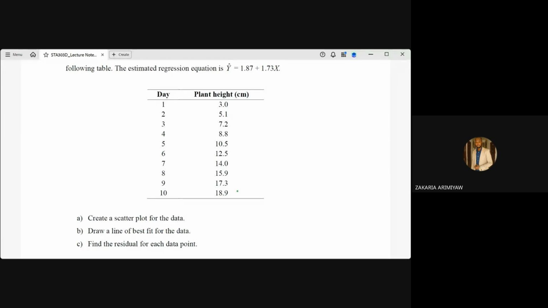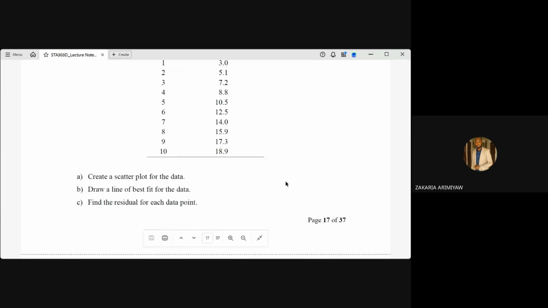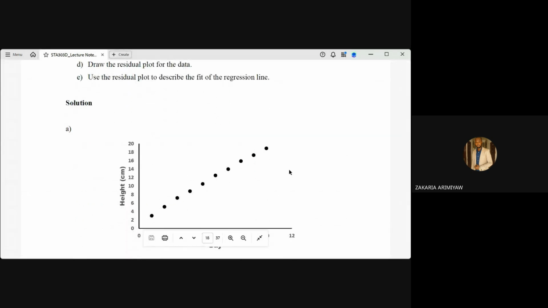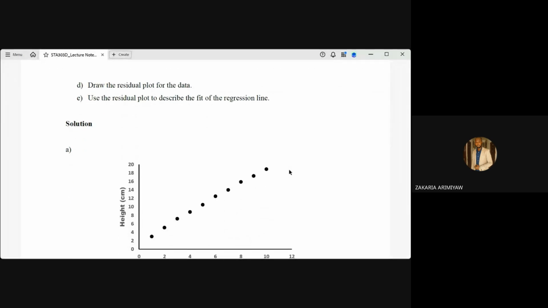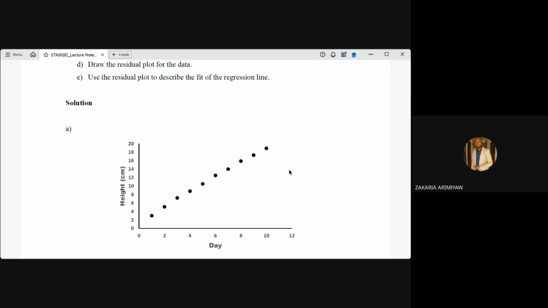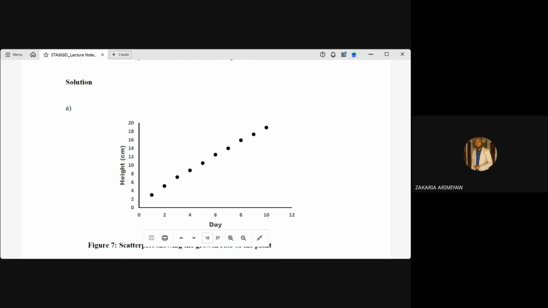Okay. So this is the problem we have. Let's go through the solution. So as far as the problem is concerned, we are told to construct a scatter diagram for the data, and that is what we are currently showing. The data is made up of two variables. We have height and day. Height is the dependent variable and day is independent. So this is the scatter diagram for the data. Okay, so you can see that the points are in a straight line.